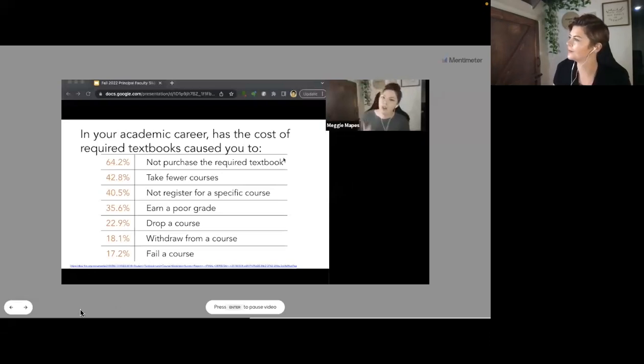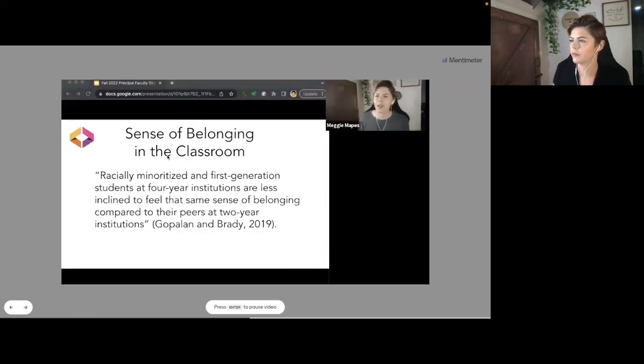But there are other educational equity issues outside of affordability that affect students' academic performance and classroom experiences. Because inaccessible classrooms, including inaccessible classroom materials, are also exclusive to a lot of student populations. And this is where we like to talk a little bit about a sense of belonging that students can feel in the classroom. Or, as you may have heard it talked about, the hidden curriculum.